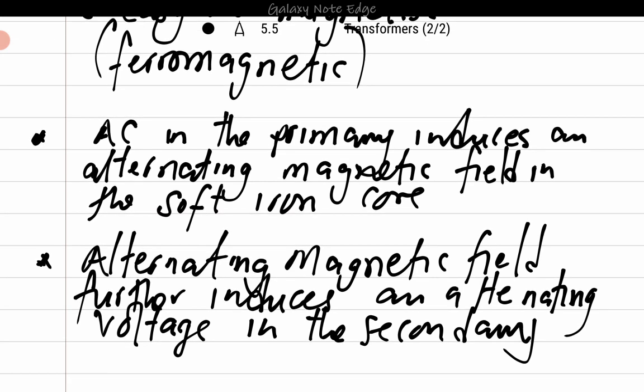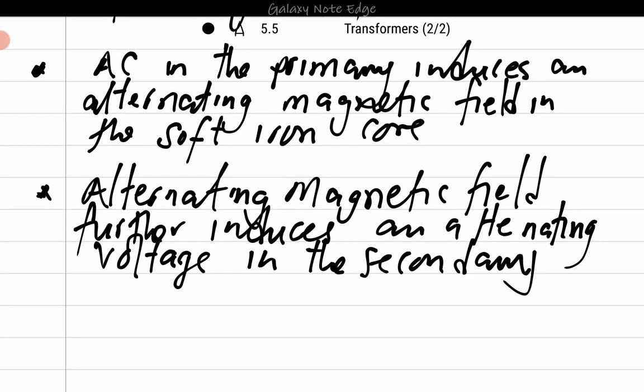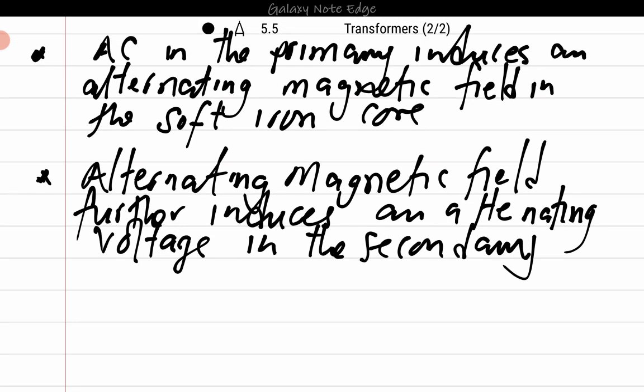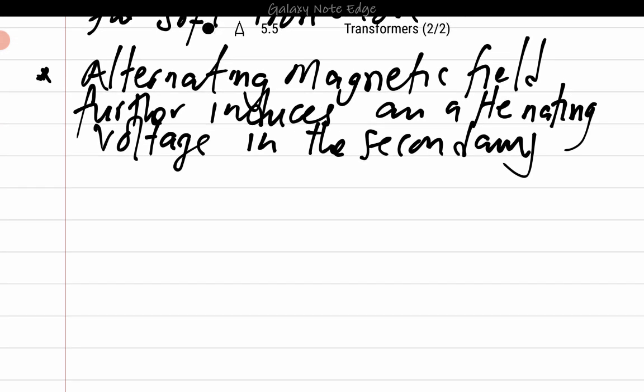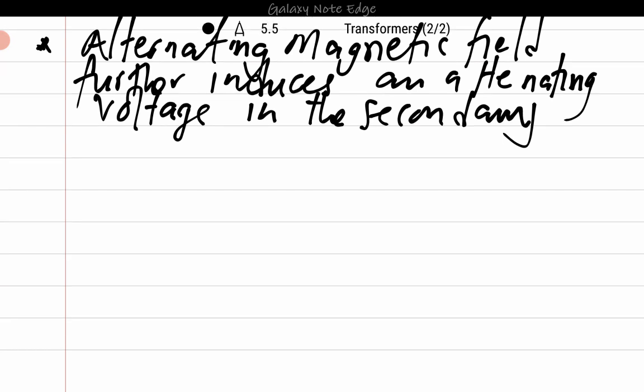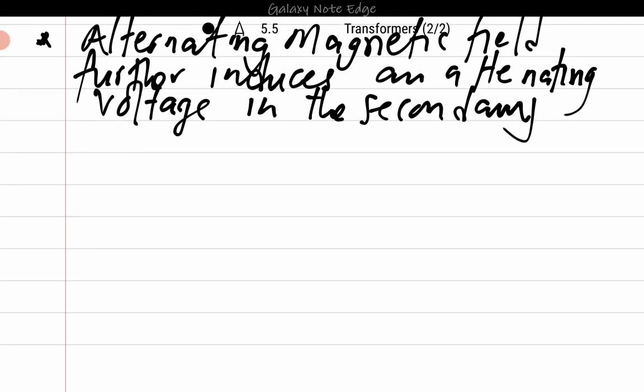Mutual because an alternating voltage produces an alternating magnetic field. Then mutually, the magnetic field will also induce an alternating voltage. So we're going to have a voltage in the primary inducing a magnetic field in the soft iron. Then the magnetic field in the soft iron induces what we call an alternating output voltage in the secondary.